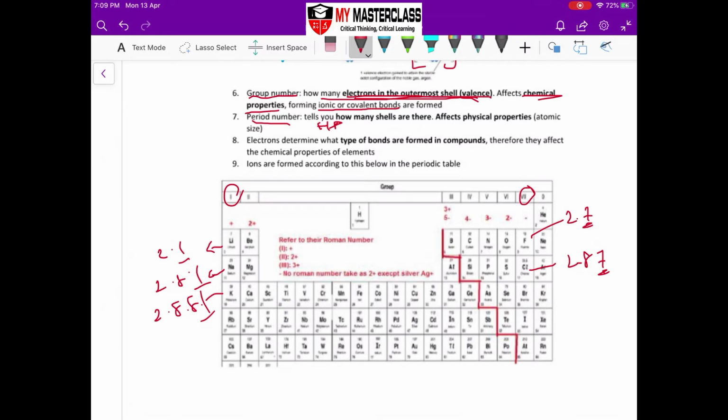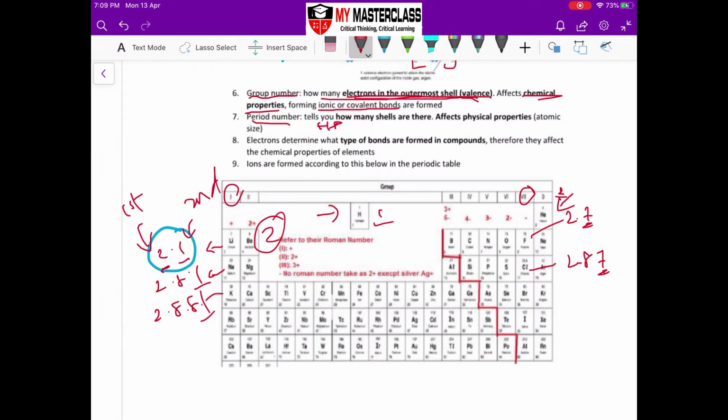If you look at the electronic configuration over here, the configuration is 2-1. This one is the first shell. This one is the second shell. So this element is in period 2. Lithium and beryllium are period 2. There are 2 numbers, 2 shells. Period 1 has 2 elements, your hydrogen and helium. This one, the configuration is 1. This one, the configuration is 2. So just 1 number, 1 shell.